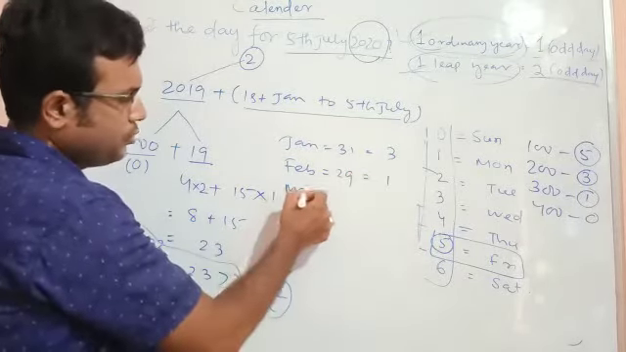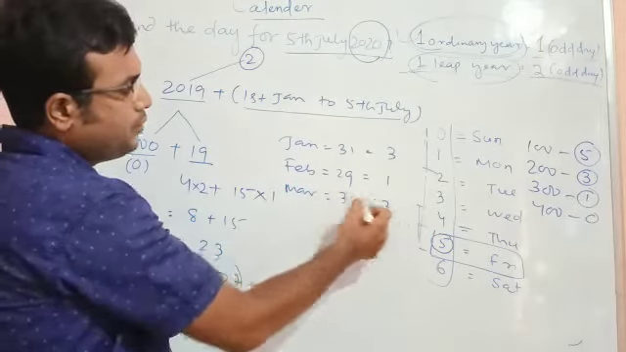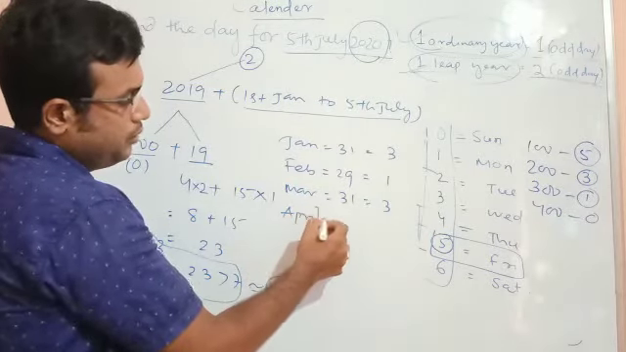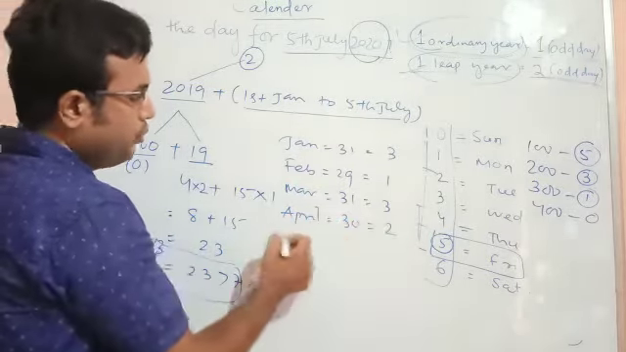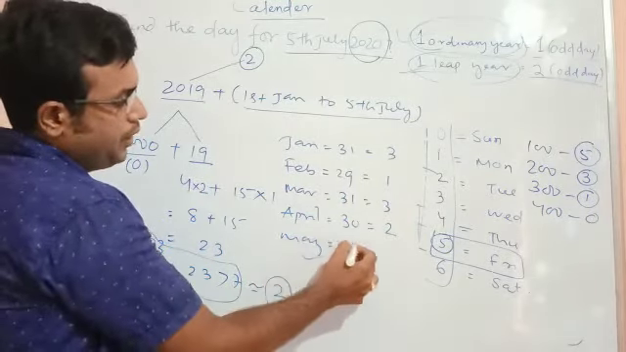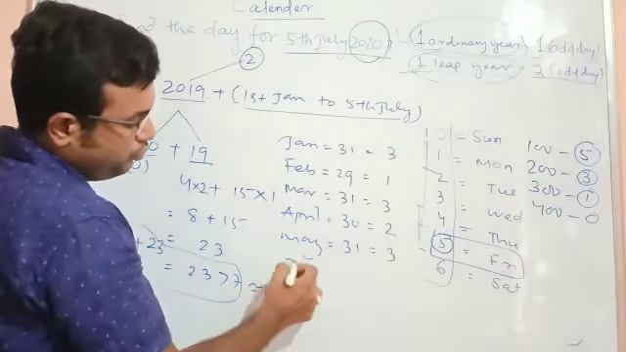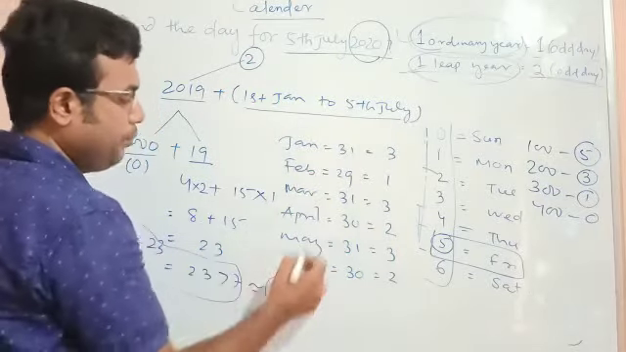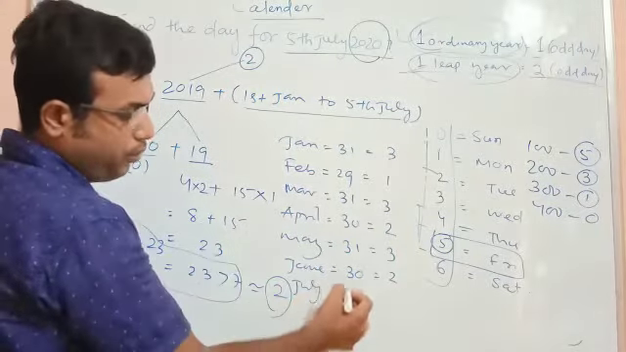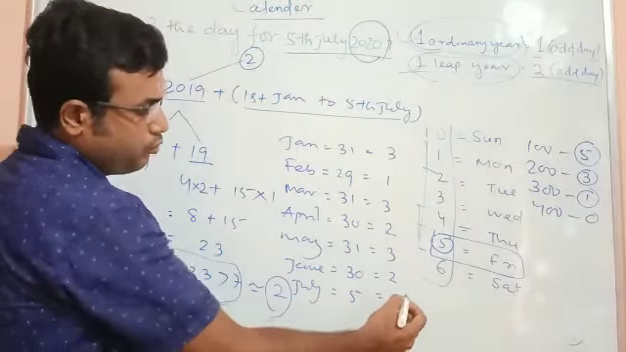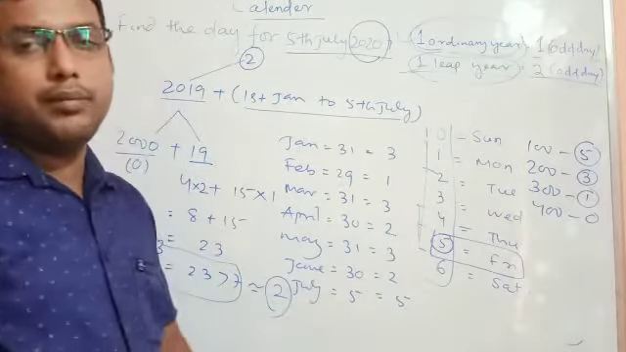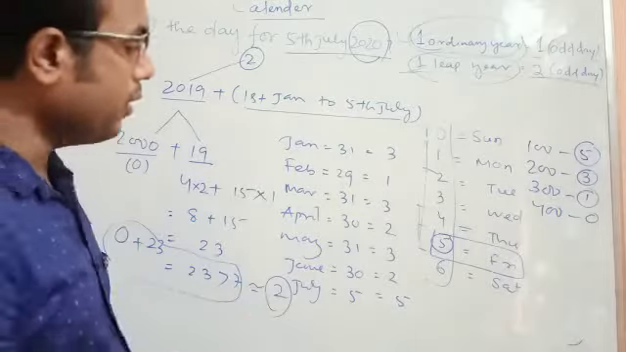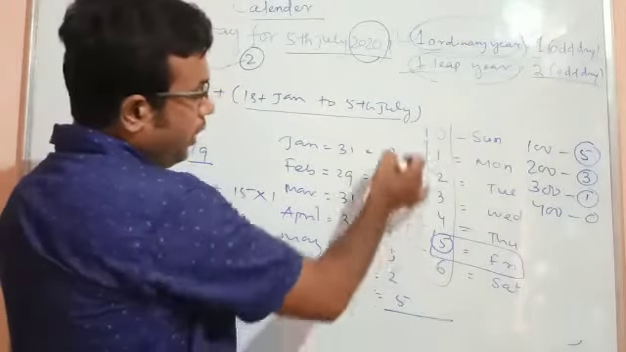March 31, that means 3. April 30, that means 2. May 31, 3. June 30 equals 2. July 5th, that is also 5, because 5 is less than 7. Don't try to divide 5 by 7. Now add all the values.